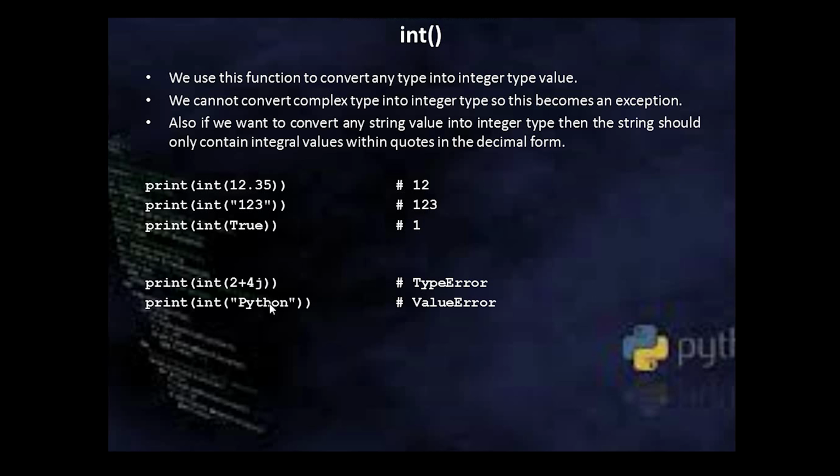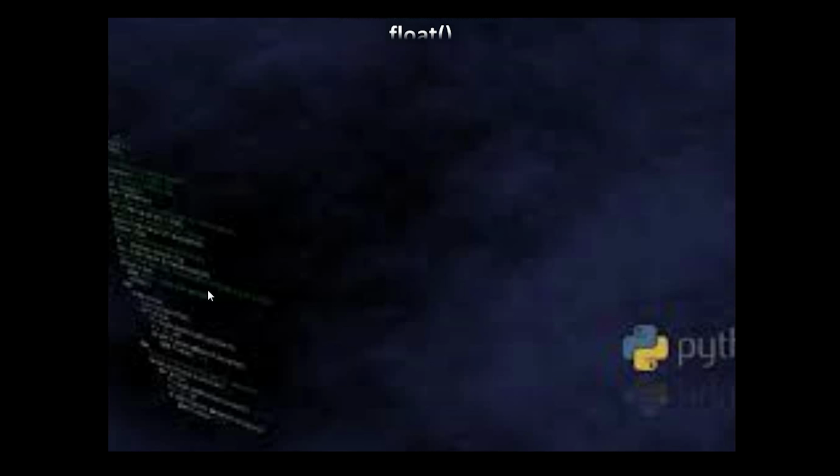But this one is not a type error, this is a value error. Why? Because a string is legal to get converted into integer, but inside that string there should be an int value. So the string is allowed to get converted, but inside it there is an invalid value. Therefore, it is a value error, not a type error. But in the complex case, why type error? Because complex is not allowed to get converted into integer at all.